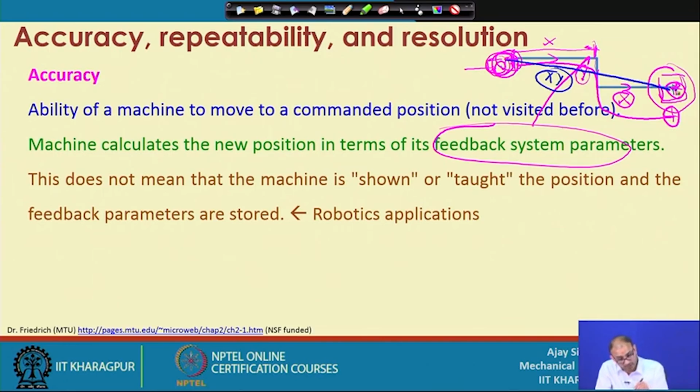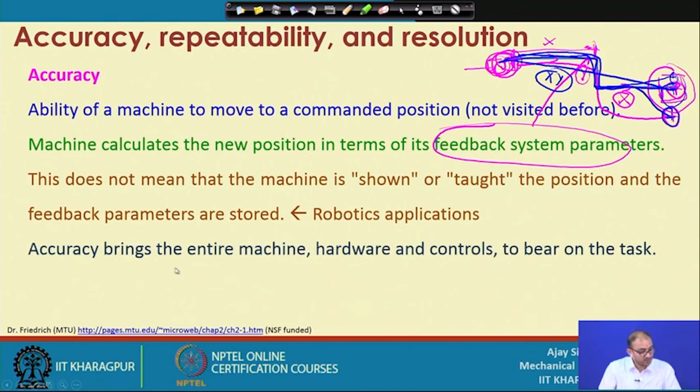But how closely you reach this location, we have seen here, the target position is different from where you reach, and the accuracy is decided by that. So this is not working like the robotic application, where you already have information about this particular point and your robotic arm will follow one optimized path to reach this location. It is not like that. Our case is an open loop thing. That means we know our controller only to reach this location; this position is not known. So accuracy brings the entire machine hardware and controls to bear on the task.